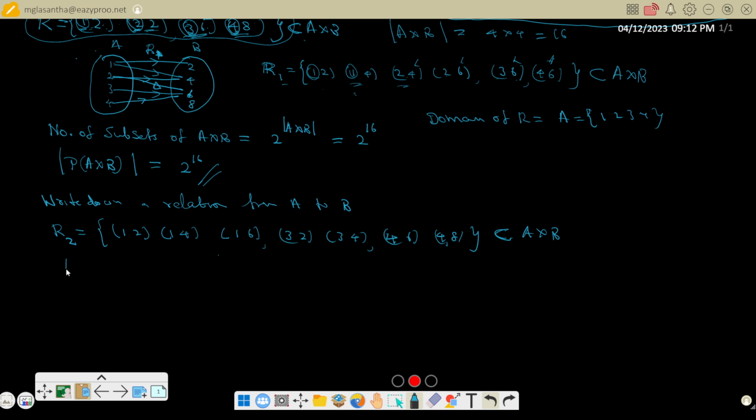What is the cardinality of R2? 1, 2, 3, 4, 5, 6, 7. The cardinality of R2 is 7. Is it clear? Right? Yes, sir. Now, regarding subsets, the number of subsets.